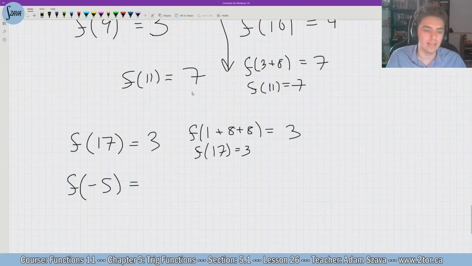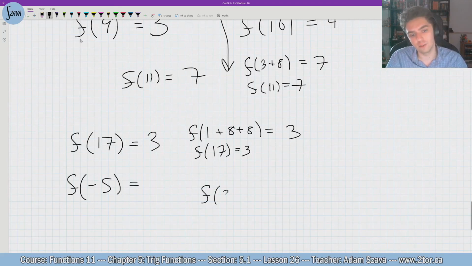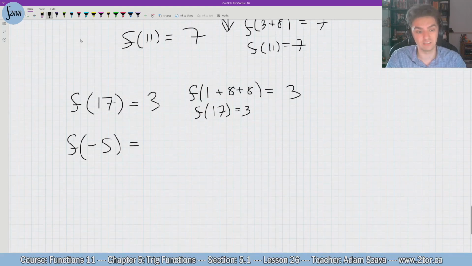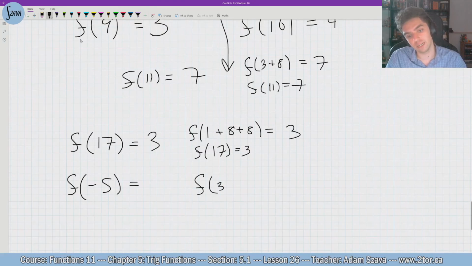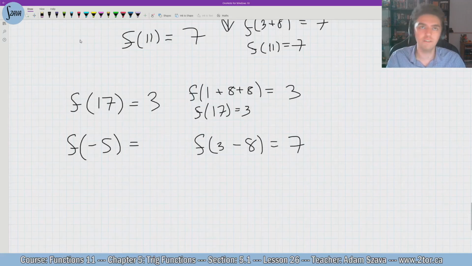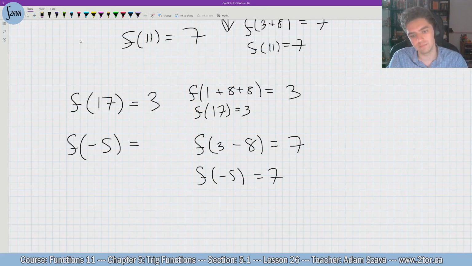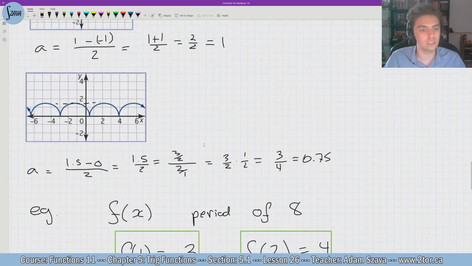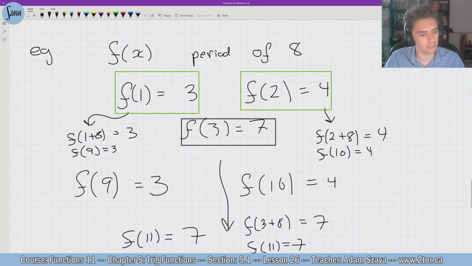Nice. I can also go backwards a period, right? So if I say f of, well, we're going to negative 5. So how do I get negative 5? Well, 3 minus 8 is negative 5. So f of 3 minus 8 is, well, f of 3 was 7. So f of 3, and then you go back a period, it's still going to be 7. I'm just going back a period. So f of negative 5 is equal to 7. And I just learned that there. So there you go. That is all. That's just an example I went to there to just use the definition of a periodic function quickly to talk about that. And there we go.